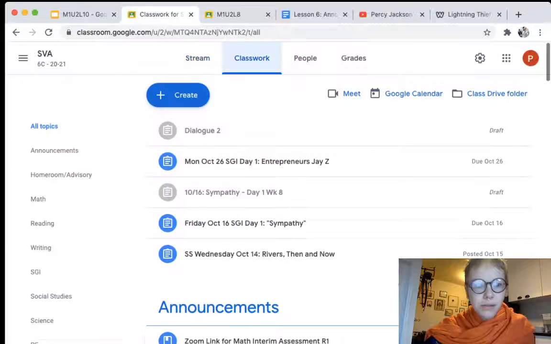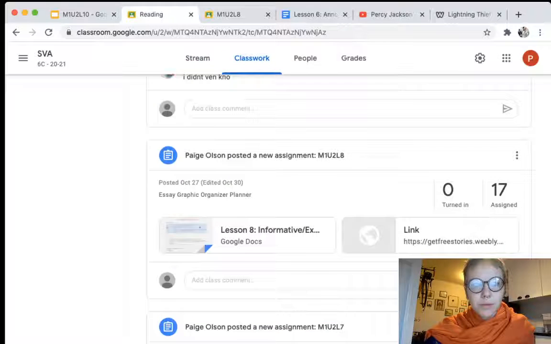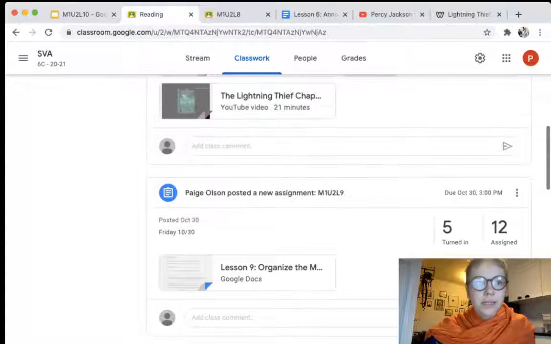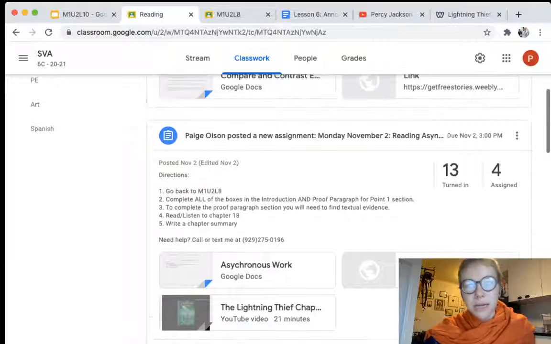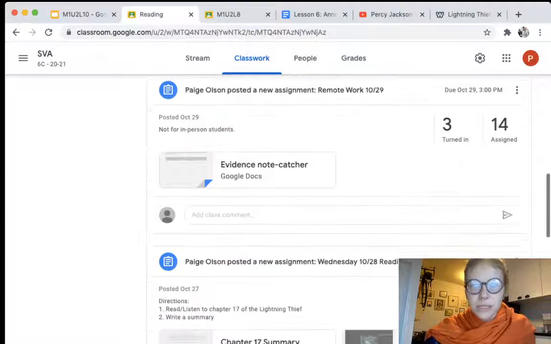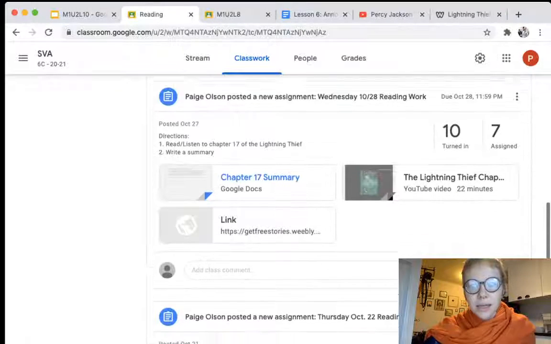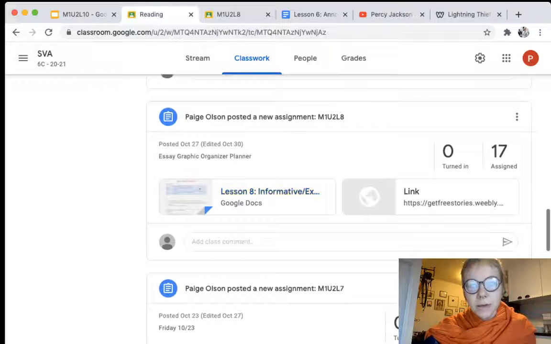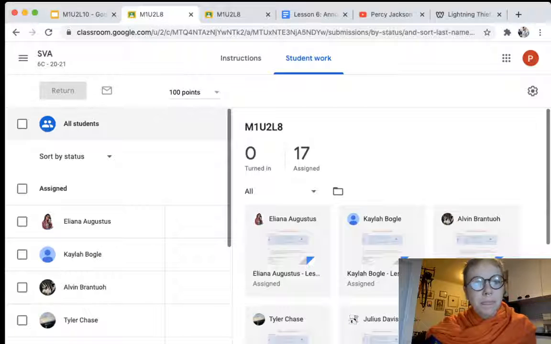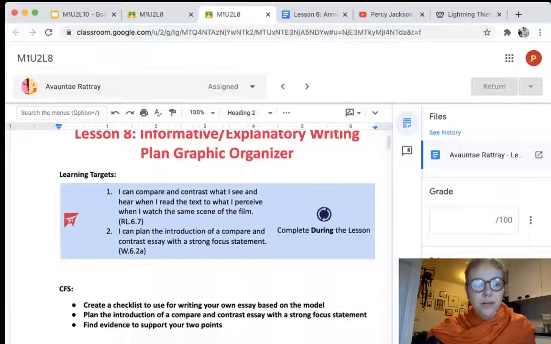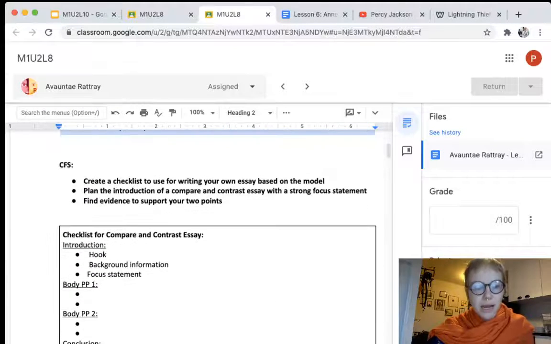So again, if you go to classwork, reading, remember you have to scroll down a little bit. You'll have Mondays, async work, you have to scroll down, there's Wednesdays, and then you're going to go all the way to M1, U2, L7. And when you pull that up, it looks like this. So we're talking about lesson 8. It's our graphic organizer. We're planning our essay.